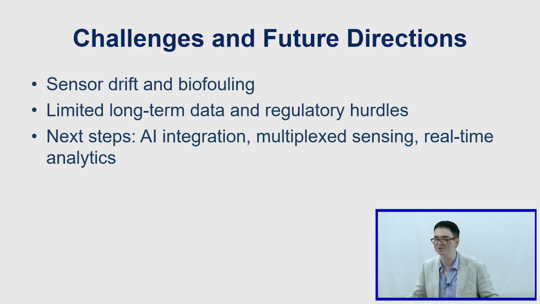The next step is to bring in the AI, multiplex sensing, and when I say multiplex sensing, not only measure glucose, also measure lactate, and also measure maybe a third analyte there as well, right? The more analytes you measure, the better, and then build clinical decision systems based on that.